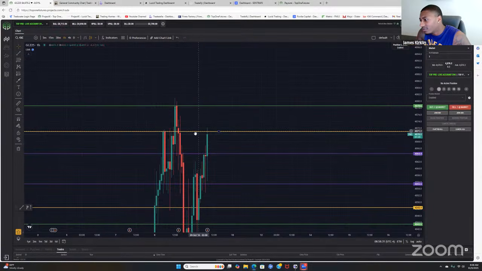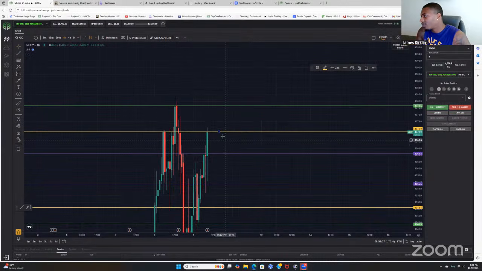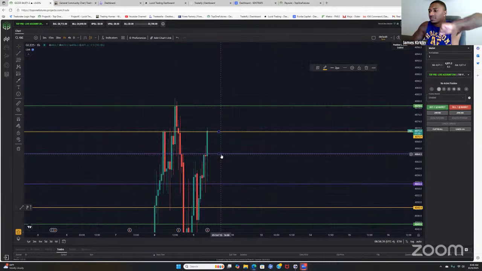And yeah, I probably won't take this if it closes like this, just because we're at a resistance. I would prefer a closure above this resistance. Like where we're at right now would be great. So I hope it can hold it.